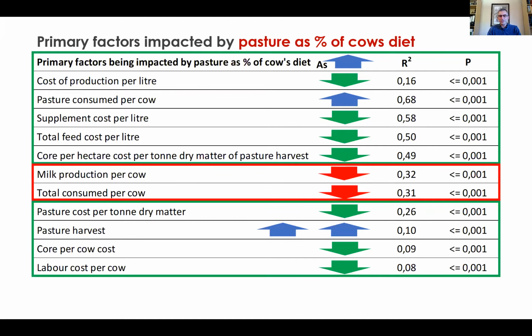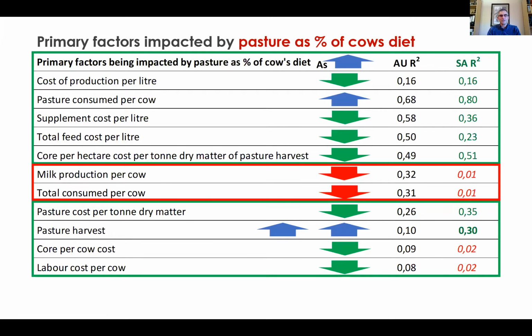Additional impacts of increasing pasture as a percent of the cow's diet include an associated increase in pasture consumed per cow and a decrease in total consumed per cow and milk production per cow. However, the impact of producing less milk per cow is more than compensated for by the lower costs and higher pasture harvest, resulting in an increase in the level of profit, with the rate of increase reducing as pasture as a percent of the diet increases.